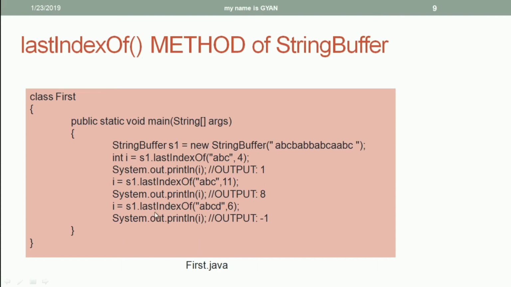Again we are calling the lastIndexOf method. At this time we are searching for the substring ABCD in the backward direction, starting from the index number 6. You know that you cannot find the substring ABCD in this StringBuffer content because this StringBuffer does not have any character D. That's how in this case the lastIndexOf method returns -1, which will be collected in the variable I. When we print the variable I, it prints -1.